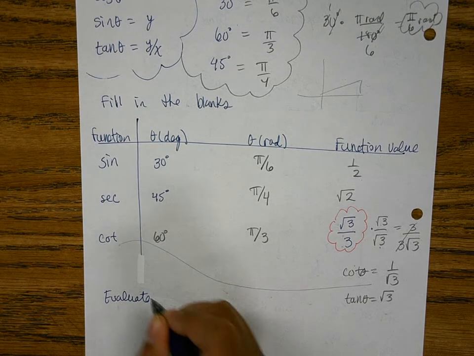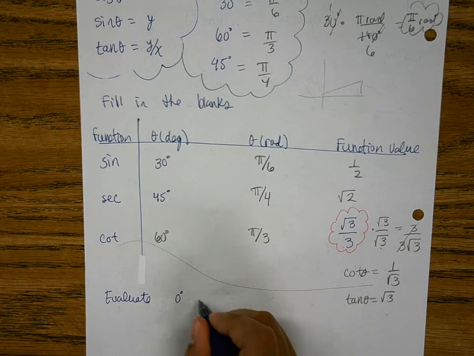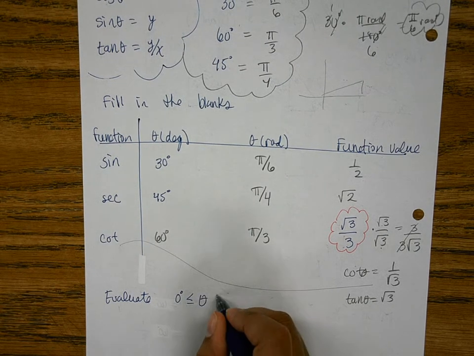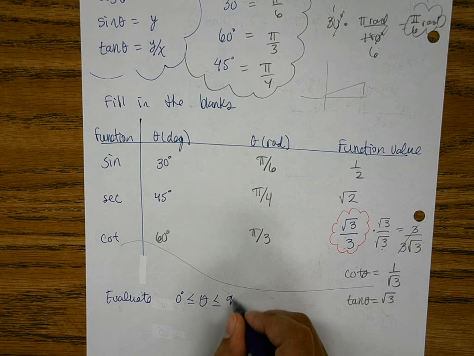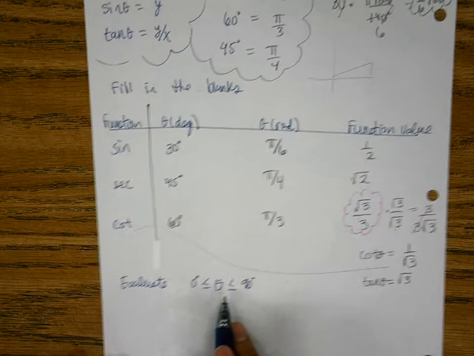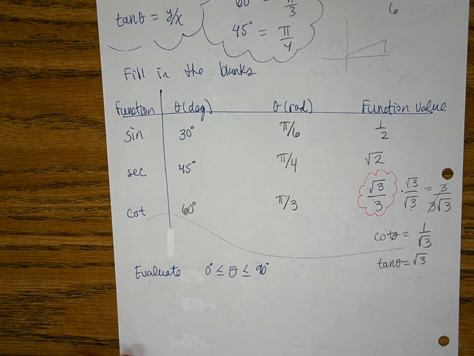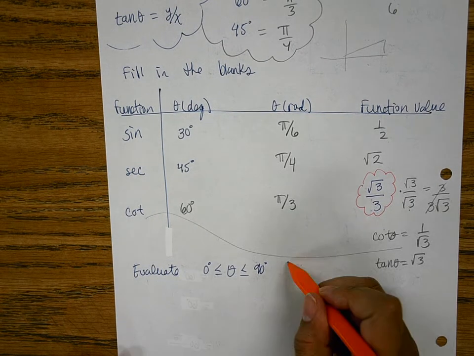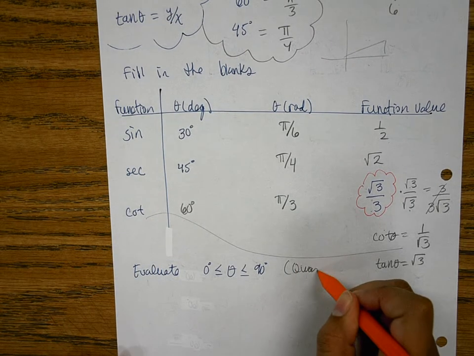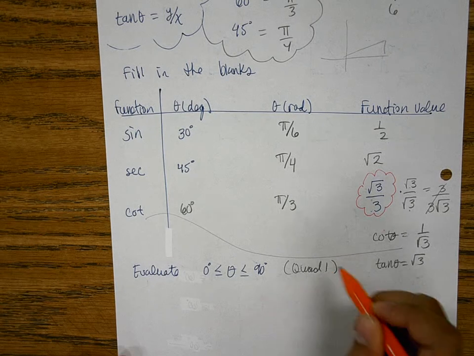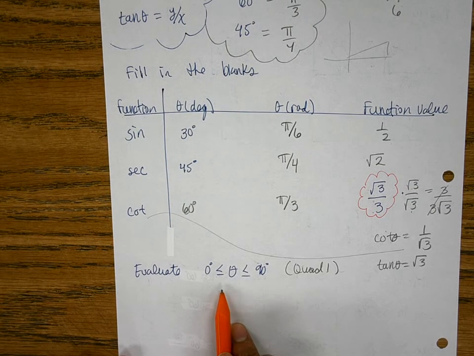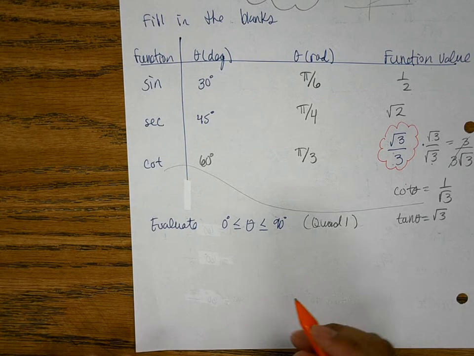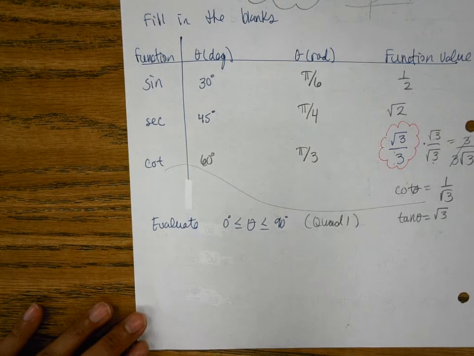All right, last set, evaluate theta, where theta is greater than or equal to 0 degrees and less than or equal to 90 degrees. This is telling us our angle measure is sandwiched between 0 and 90, which means we are in quadrant 1. It may not say that, but we should know this is implying that we are in quadrant 1. We will deal with quadrants 2, 3, and 4 another day.